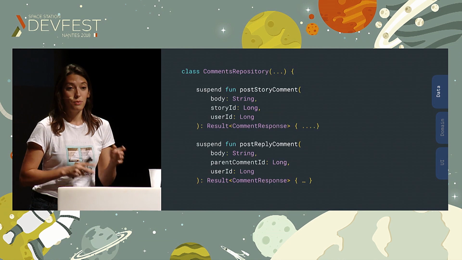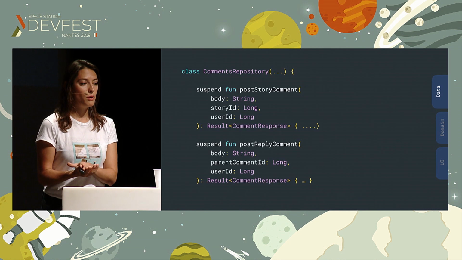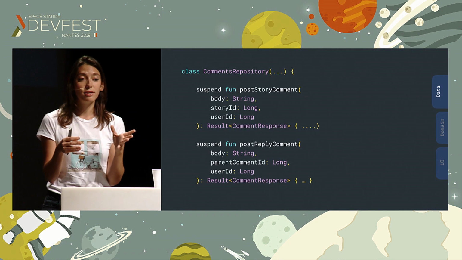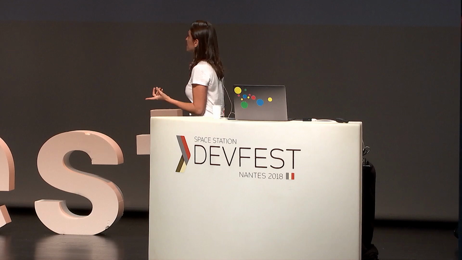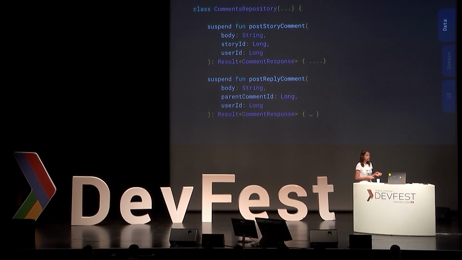Okay, we had another problem. So when you're adding a comment to a Designer News story, you can either add a comment to the story or to a comment. So these under the hood are only different based on the ID that you're passing. You're either passing a story ID or a parent ID. But if you're looking at these two methods, they're actually very similar. They both get a string and a long, and return a result of a comment response.